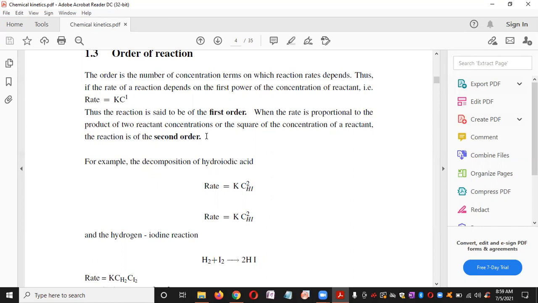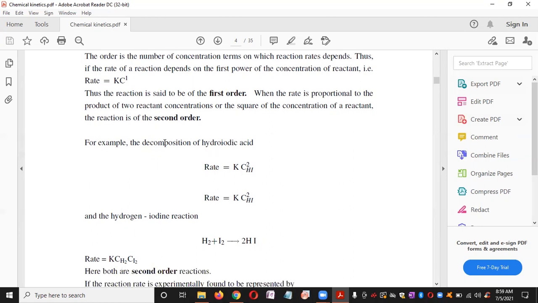After some time, that is after time t, some reaction takes place, and we can expect some product. The product concentration is taken as x, and at time t the remaining concentration of the reactant is C minus x, or a minus x. Generally we take it like this.